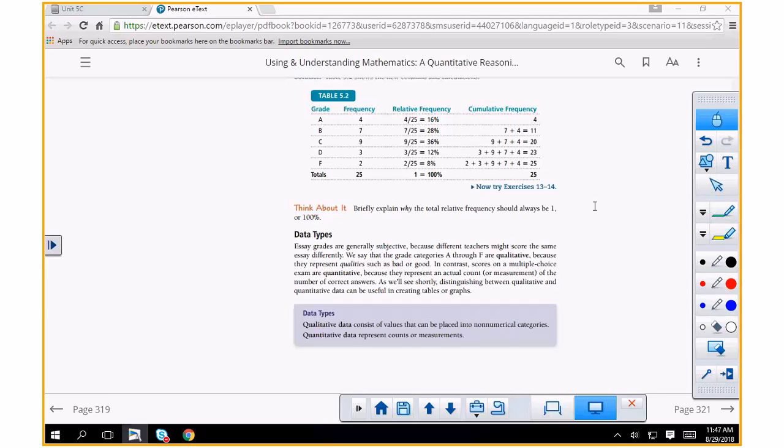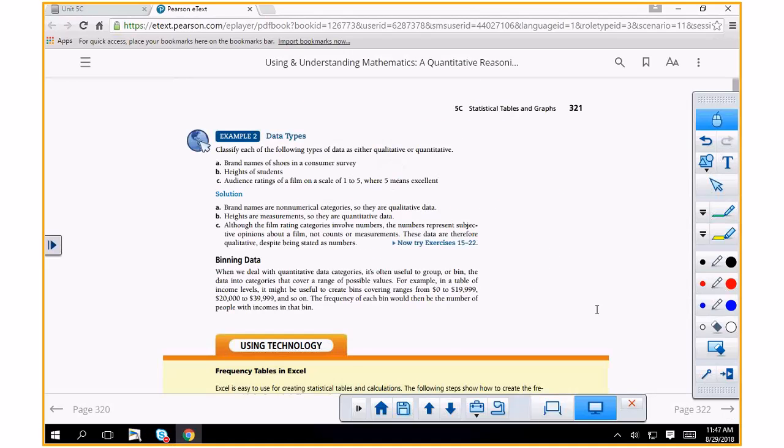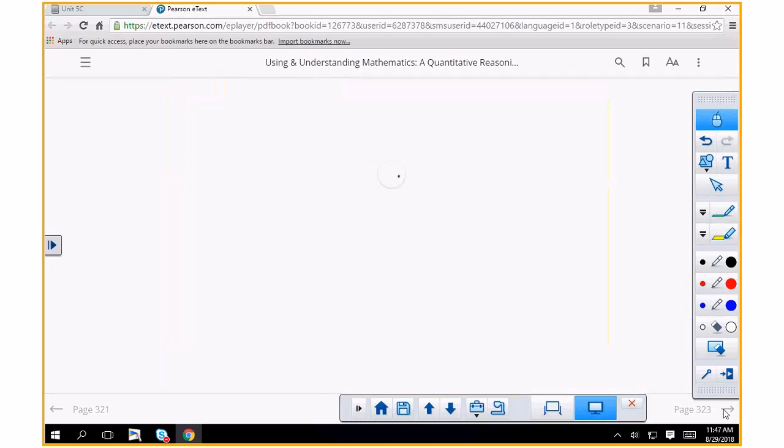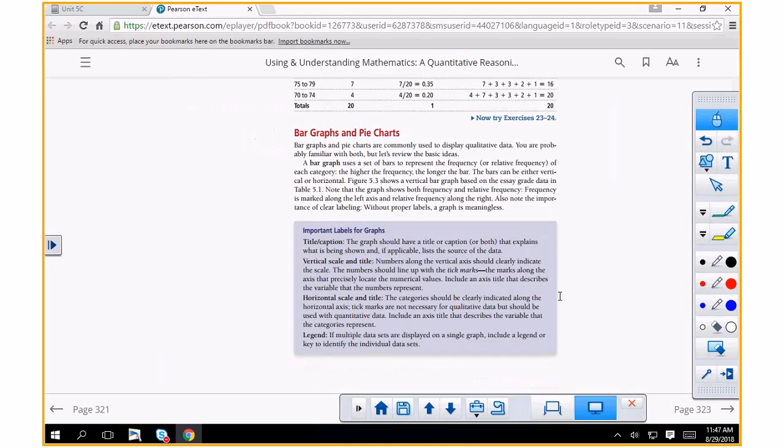Question, gripe, complaint. Next page. Again, this is all reading, so this is a lot of stuff you should already have read or be reading right now.